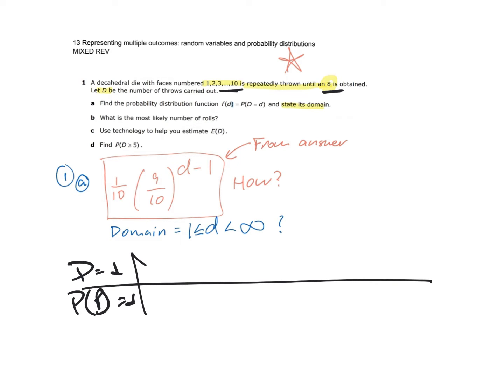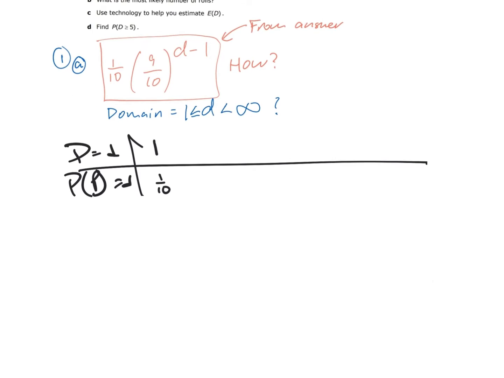So if I think about this, on my first roll, if it's a success on my first roll, then the probability of success is 1 out of 10. Now, when I go to my second roll, that means my first roll had to be a fail, which is 9 out of 10, and my second roll had to be a success. So it's going to be 9 out of 10 squared.